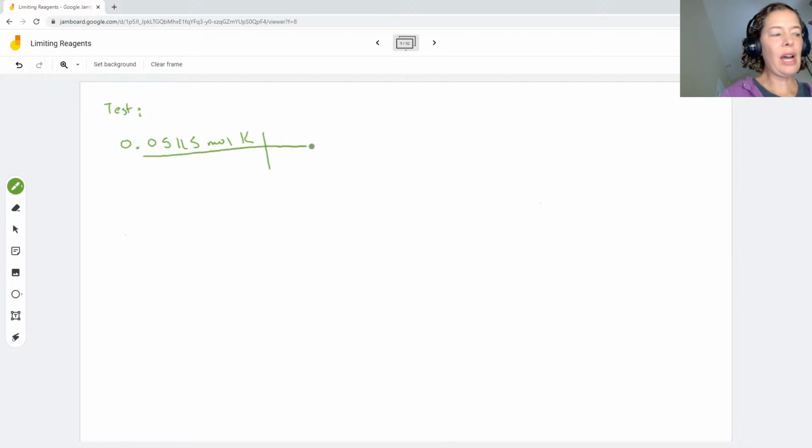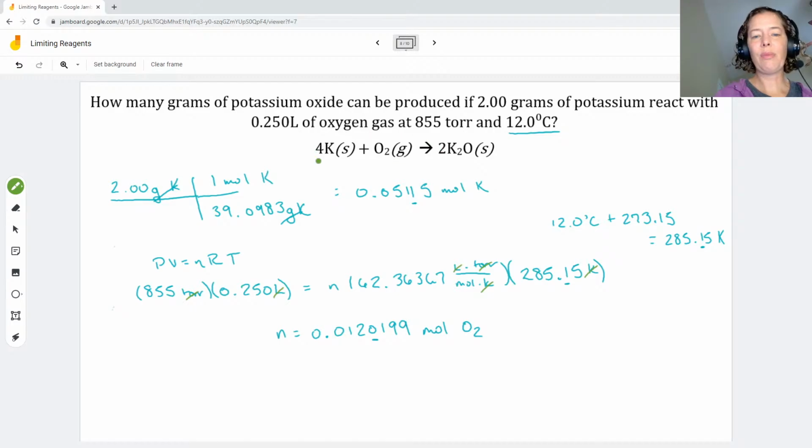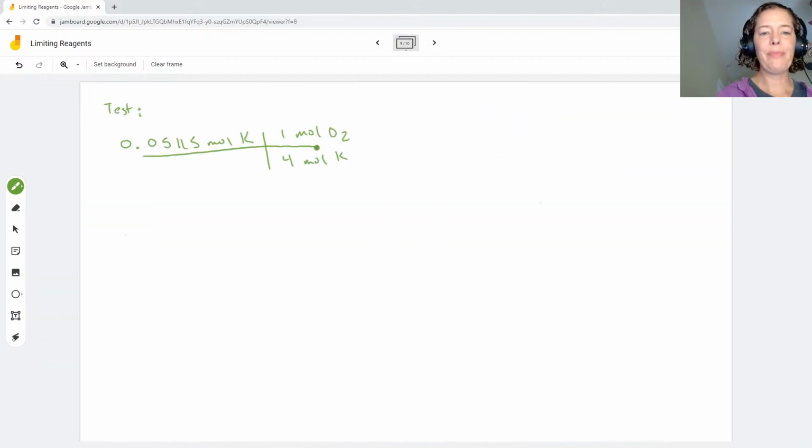Starting with my moles of potassium, I want to figure out, if I'm going to use all of my potassium, how much oxygen am I going to need? Well, using the mole ratio of potassium to oxygen, again, I'm getting this from this balanced chemical equation right there. My moles of potassium cancel, and I'm going to need 0.01279 moles of oxygen.